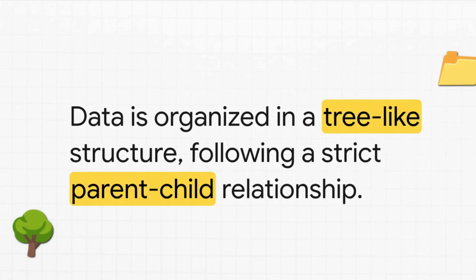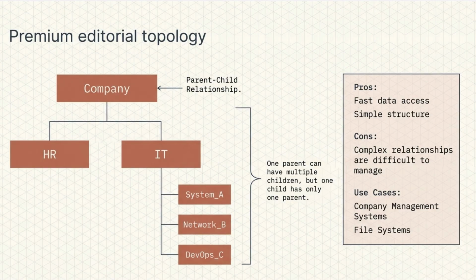Let's kick things off with the hierarchical database. In this early model, data is organized in a super strict tree-like structure. It operates entirely on a parent-child relationship. Honestly, the best way to visualize this is to picture a traditional family tree, or a standard corporate org chart. In this system, one parent node can have a whole bunch of children, but one child can only ever have one parent. It's incredibly straightforward.